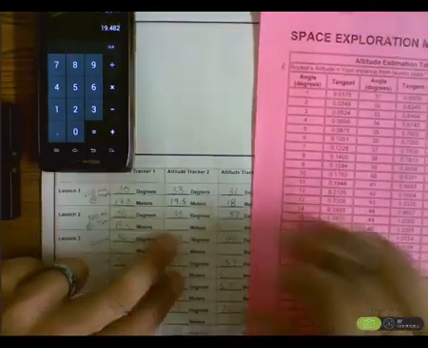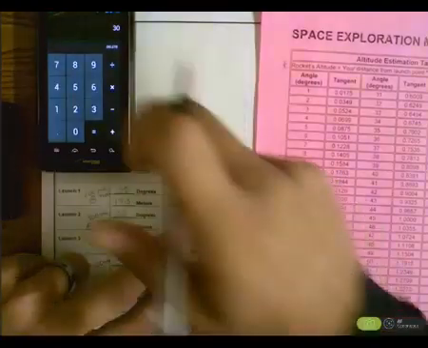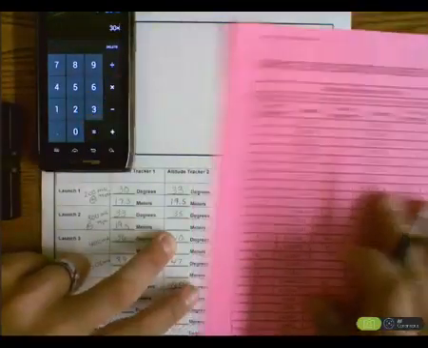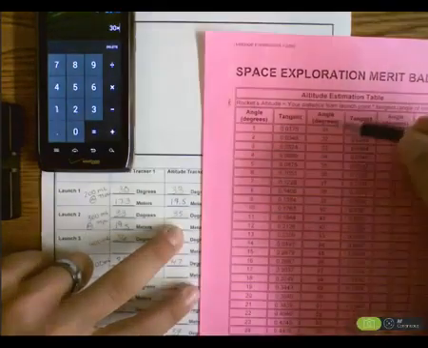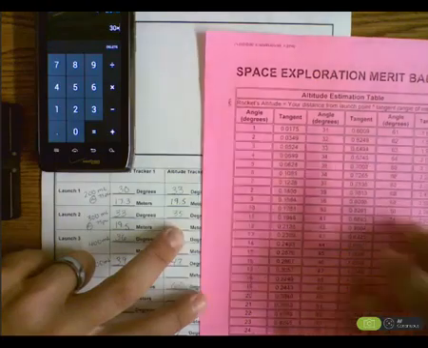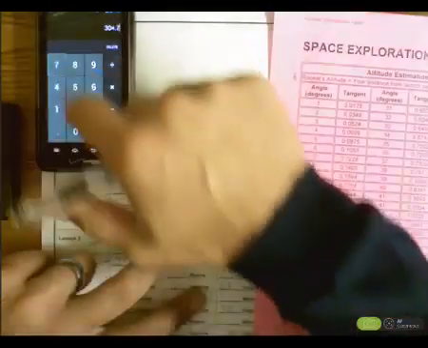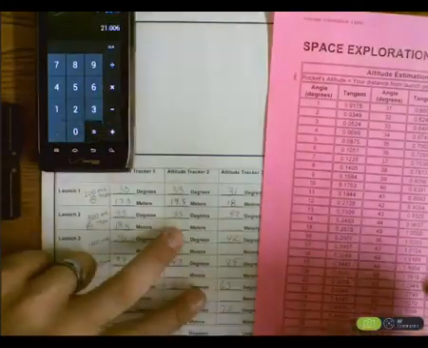Next one is 35. So I've got 30 again, times, go to my tangent function, try to figure out what tangent is. 35 inside my chart, I go to 35. It's 0.7002. 0.7002 equals 21.